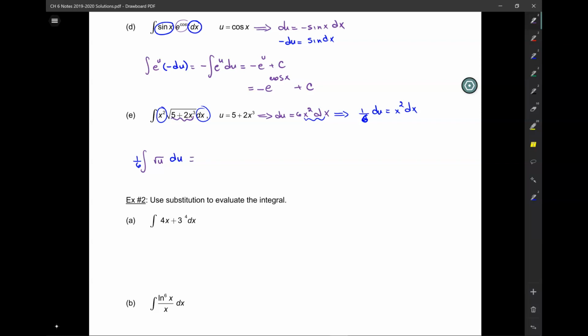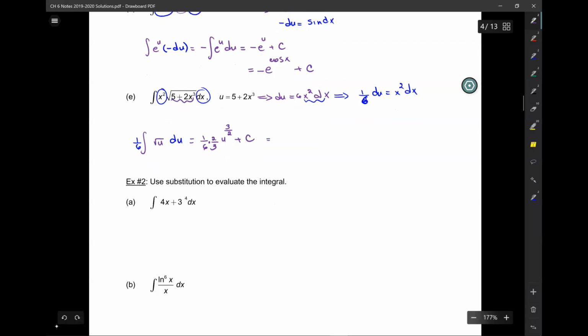C is a constant. It could be either a 2 or a negative 5. We don't know, so it's always plus C. It's a generic plus C. It's still C. Yeah, it's still plus C. All right. So here it's going to be 1 over 6 u to the 3 over 2 times 2/3 plus C. You see how I combine steps? And so at the end of the day, this is going to be 1 over 9 times 5 plus 2x cubed to the 3 over 2 plus C. Fabulous.